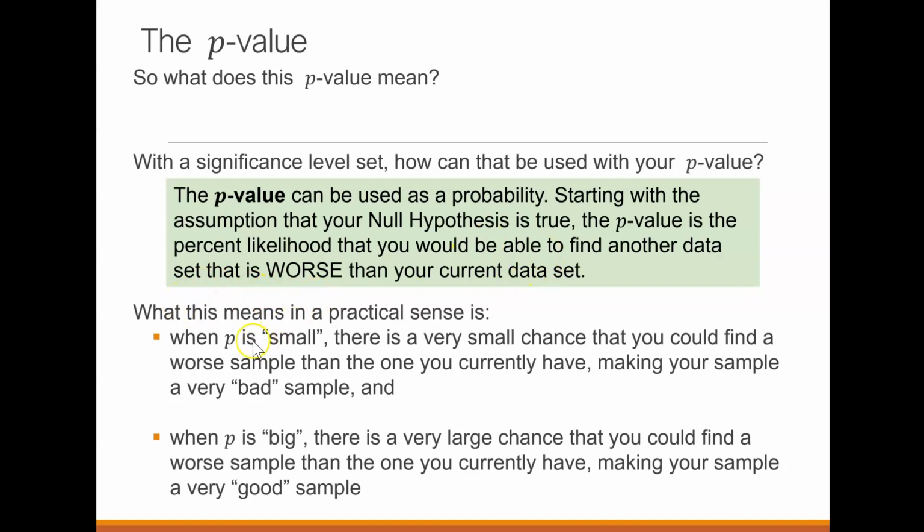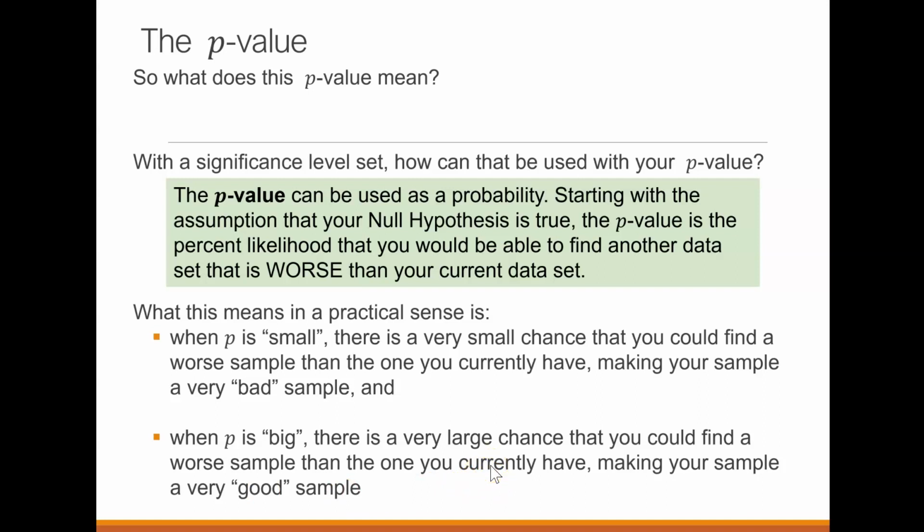So what this means in a practical sense: when p is small, there's a very, very small chance you could find a worse or less representative sample than the one you currently have, making your sample an example of a very bad or very unrepresentative sample. And when p is very big, or close to 1, when I say big, and close to 0 when I say small, there's a very large chance that you could find a worse or less representative sample than the one you currently have, making your sample a relatively representative one, or a relatively good sample. Everybody's okay with that idea?